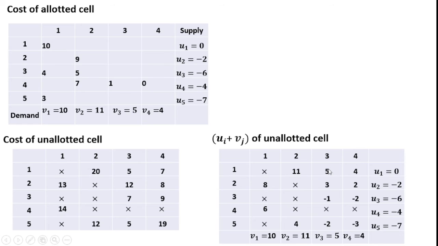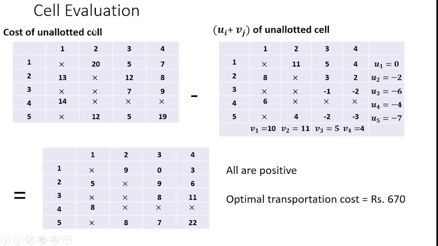Similarly, I can get c13 as 5 and c14 as 4. Similarly, I can perform all the other cells with the identified u and v values from the cost of allotted cells, and I can get all the other values. From this I can find ui plus vj of the unallotted cells. Now the cell evaluation I can perform with the identified cost of unallotted cells and ui plus vj of unallotted cells.